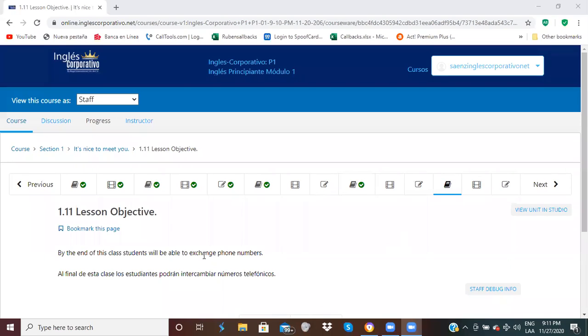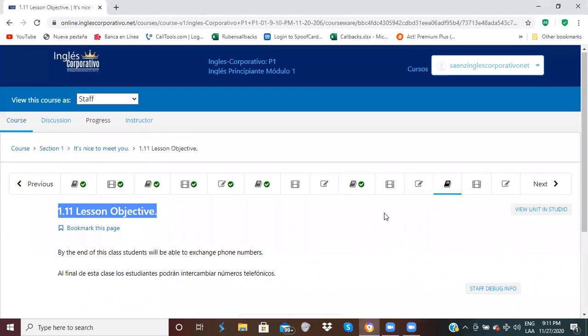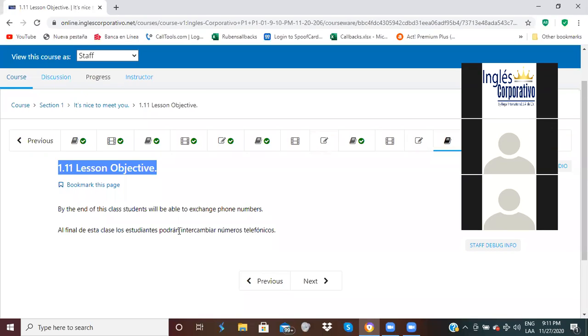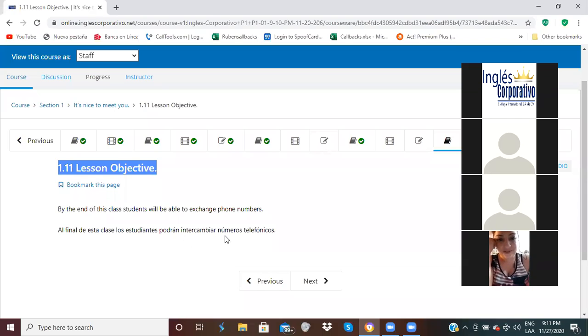Yeah, okay, we are right here, section 1.11. By the end of this class, students will be able to exchange phone numbers. Al final de esta clase, los estudiantes podrán intercambiar números telefónicos. So we're in 1.11.